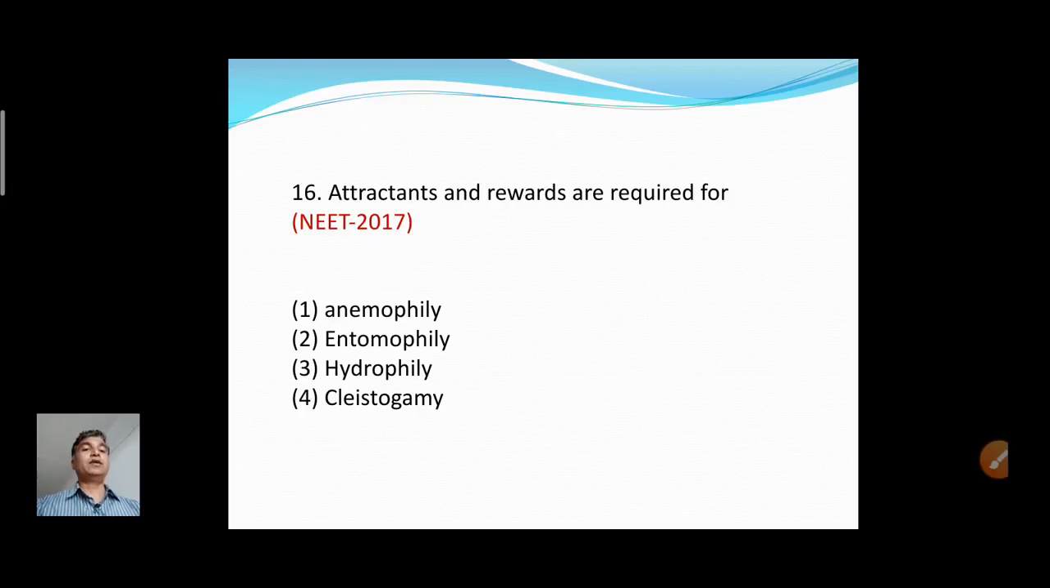Now question number 16. Attractants and rewards are required for them.